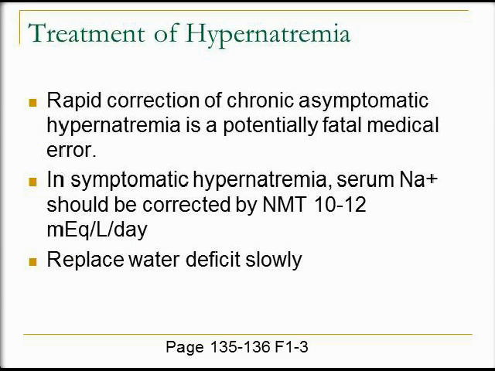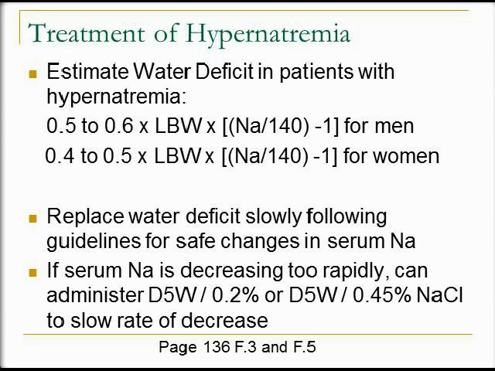Treatment of hypernatremia. Rapid correction of chronic asymptomatic hypernatremia is potentially a fatal medical error. If patients are symptomatic, the serum sodium should be corrected no more than 10 to 12. It's the same thing for hyponatremia. And you want to replace their water deficit slowly over several days.